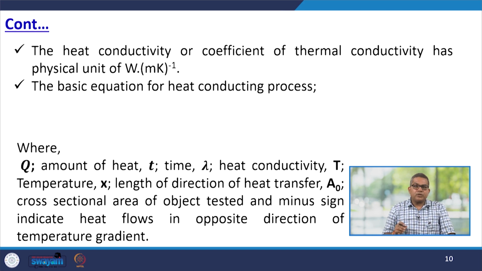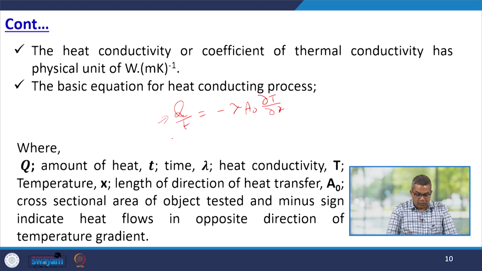The basic equation for the heat conducting process is dQ over dt equals minus lambda A naught dT over dx, where Q is the amount of heat, t is the time, lambda is the heat conductivity, T is the temperature, x is the length in the direction of heat transfer, A naught is the area of the cross section of the object, and the minus sign indicates that heat flows in the opposite direction of the temperature gradient.